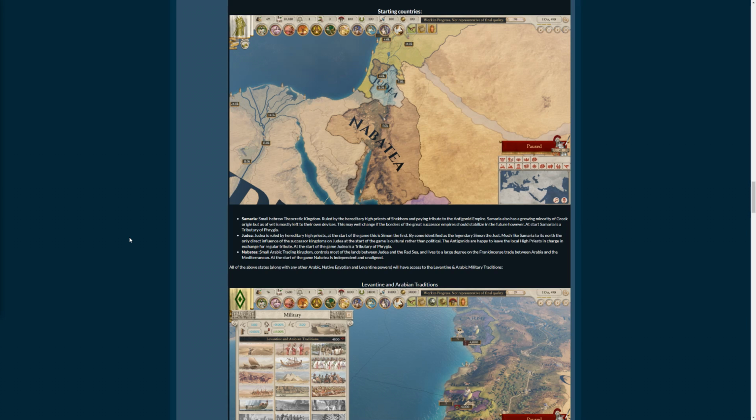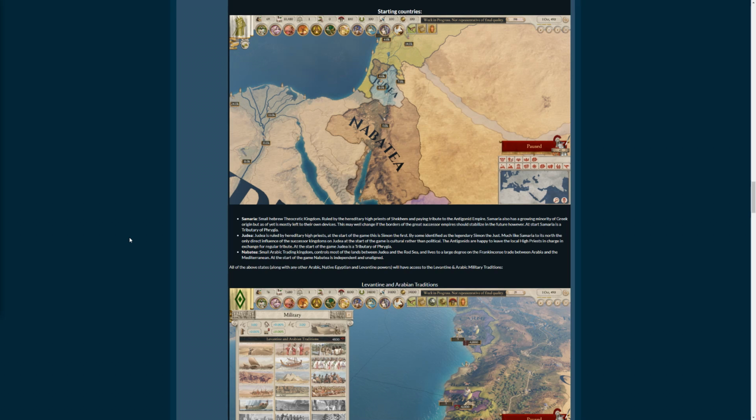Judea. Judea is ruled by a hereditary high priest at the start of the game that is Simon the First, by some identified as the legendary Simon the Just. Just like Samaria to the north, the only direct influence of the successor kingdoms on Judea at the start of the game is cultural rather than political. The Antigonids are happy to leave the local high priest in charge in exchange for regular tribute. At the start of the game, Judea is a tributary of Phrygia.